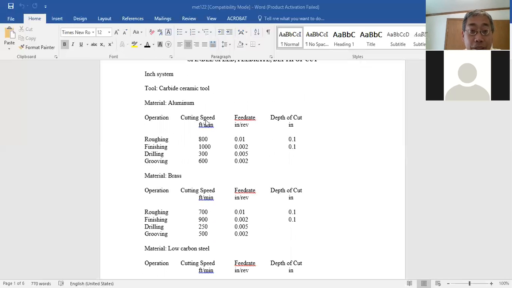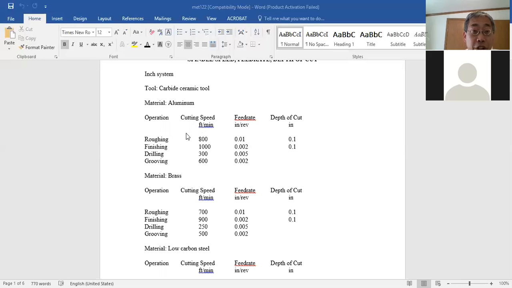Now the cutting speed and the feed rate are different from our machines. Even though they use the same word, feed rate, this feed rate is inch per revolution. So the tool manufacturer gave you this feed rate in inch per revolution. But in machining, when we talk about the feed rate, we are talking about inch per minute. So it's a different concept here.